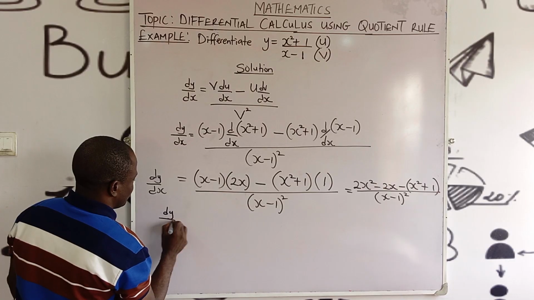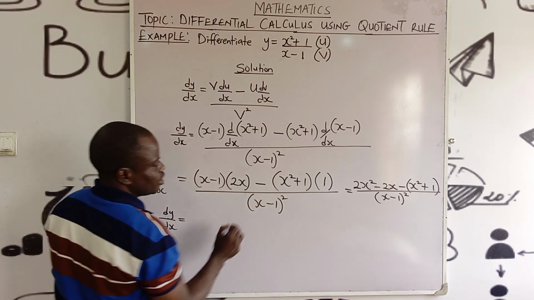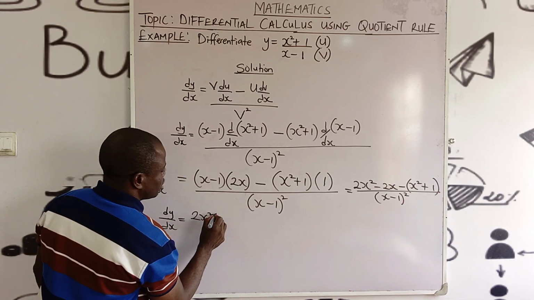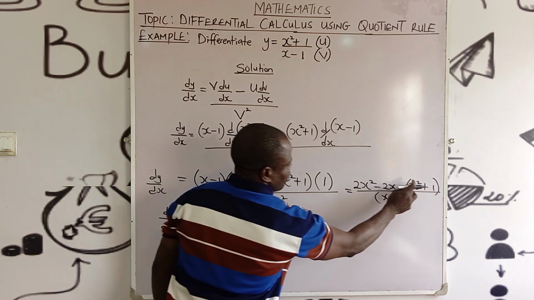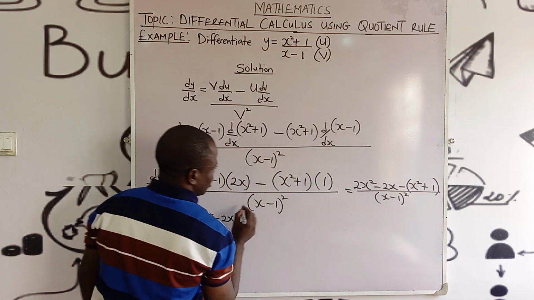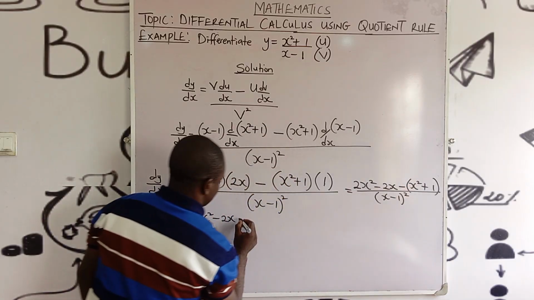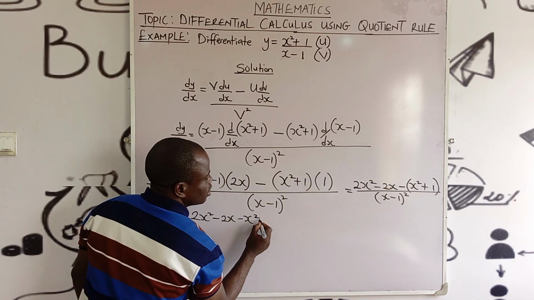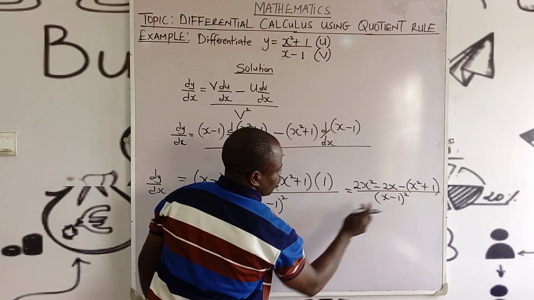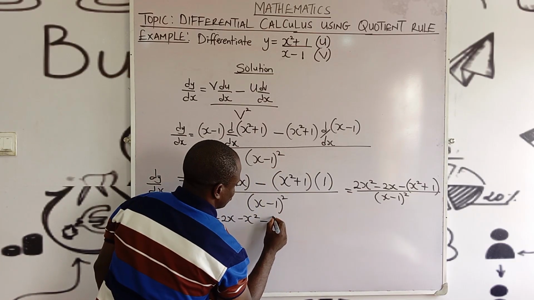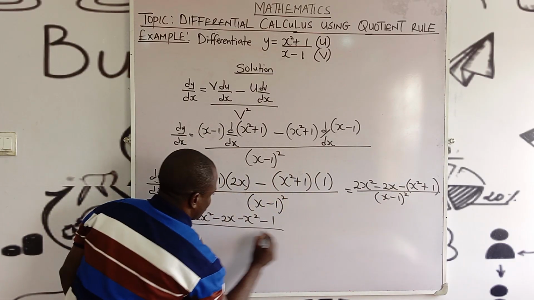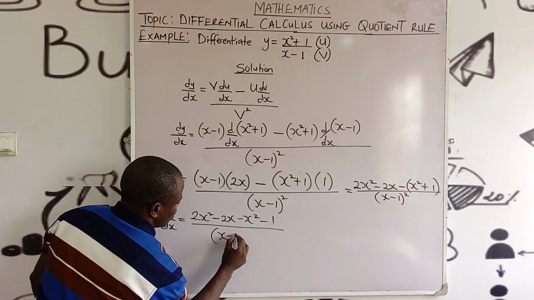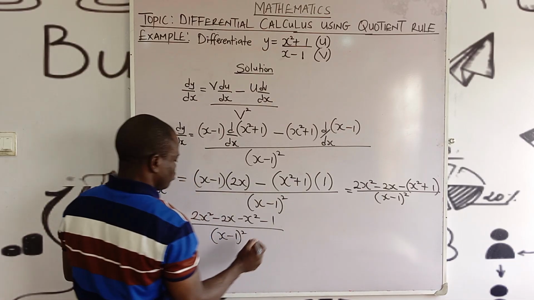Now, dy over dx equals 2x squared minus 2x. Let's open the bracket. Negative times x squared, negative times plus x squared, that's minus x squared. Negative times positive 1, that's minus 1, because negative and positive give you negative, over x minus 1 squared.